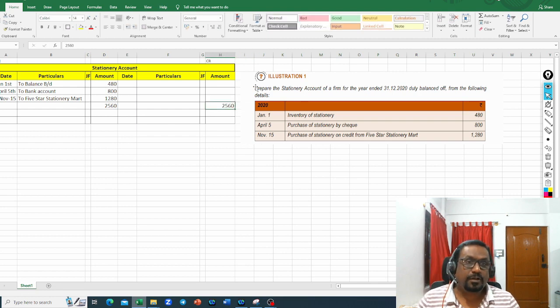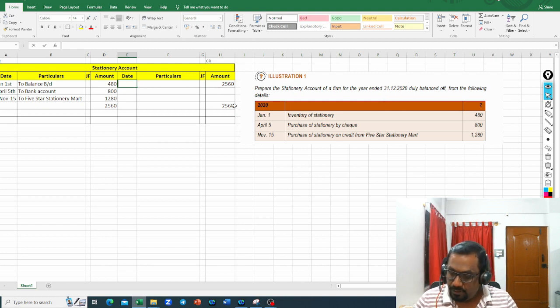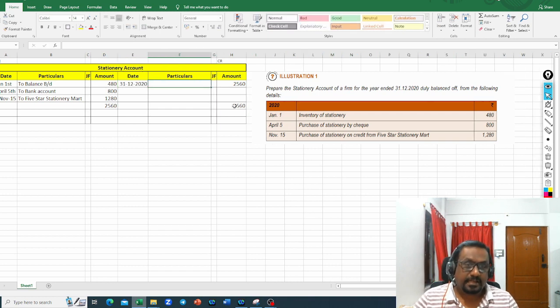Once I put this amount, I need to subtract the balance here. Do I have anything here to subtract? Nothing. Then what I need to do, I need to put the same amount of 2560 here, and I'm balancing this account as on 31st December 2020. This is the year end. This is where exactly he asked us to do the balancing. Hence, I need to put 31st 12/2020. This is the date. Then I need to say by balance carried down. By balance carried down. Right?